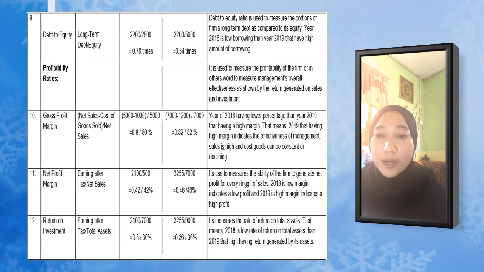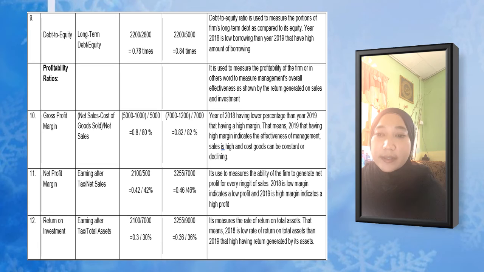Okay, the second one is net profit margin. Net profit margin for 2018 is 42% or 0.42, and the year 2019 is 0.46 or 46%. It is used to measure the ability of the firm to generate net profit for every ringgit of sales. That means in 2018 we get a low margin, which indicates low profits, and 2019 is a high margin, which indicates high profits. Okay, the last one is return on investment.